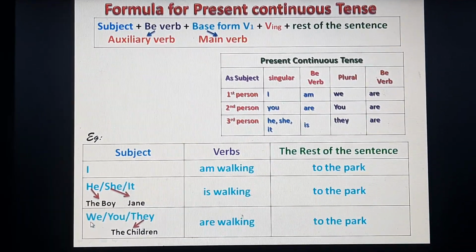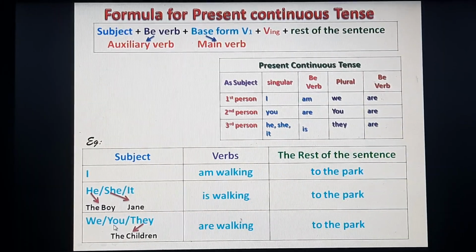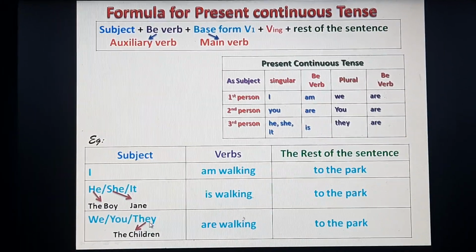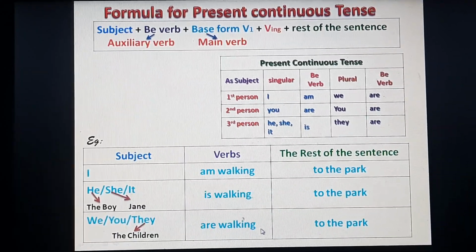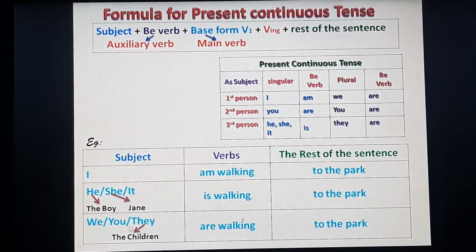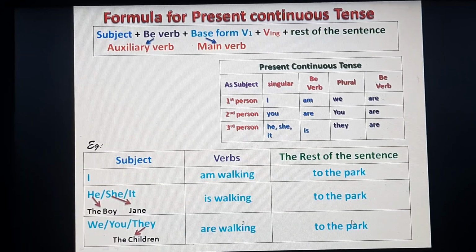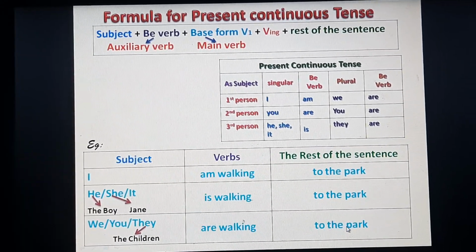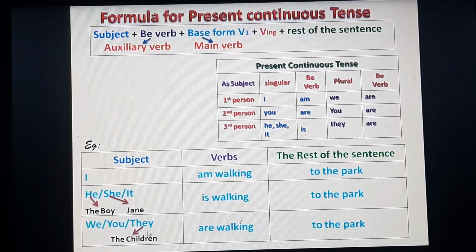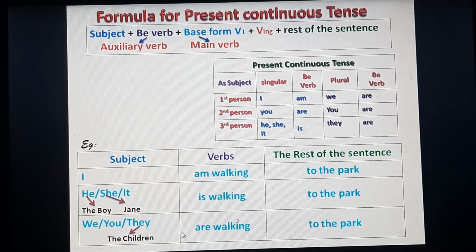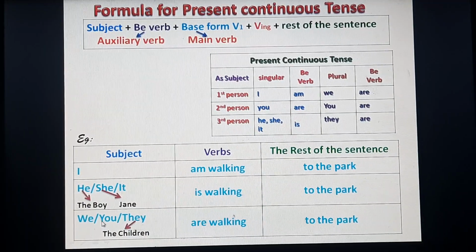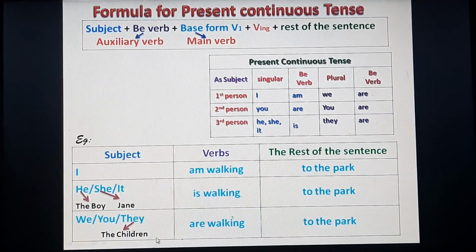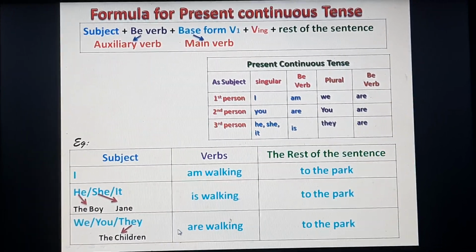We is first person plural. You, second person singular, plural. They, third person plural. Are is your be verb. Walk is main verb plus ing form. So we can say we are walking to the park. You are walking to the park. They are walking to the park. The children, substitution for third person. The children are walking to the park. Now here you in the second person singular also takes the be verb are.